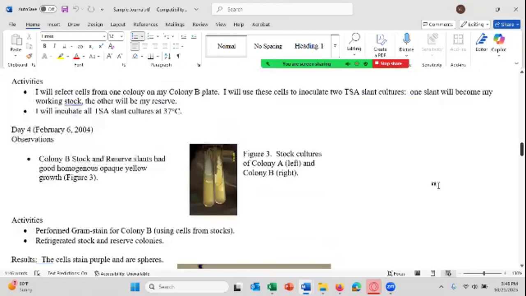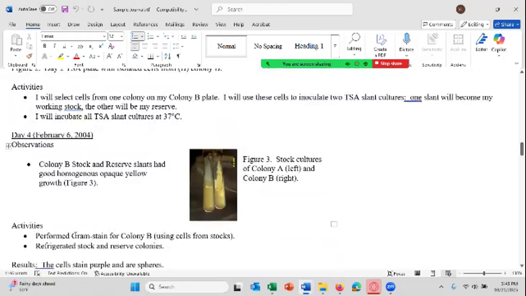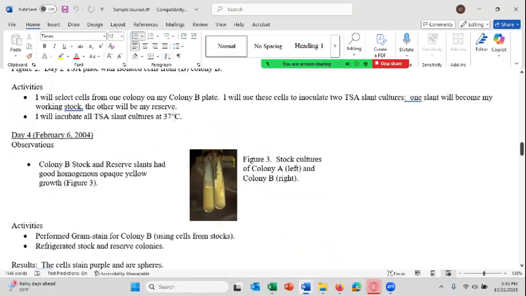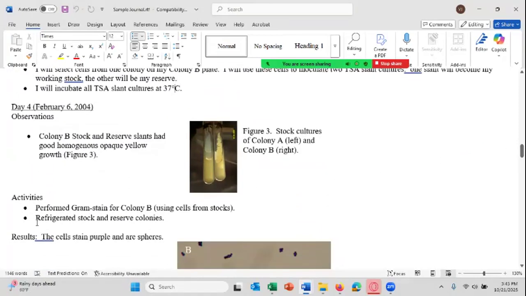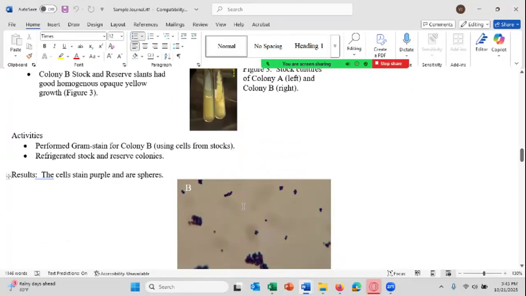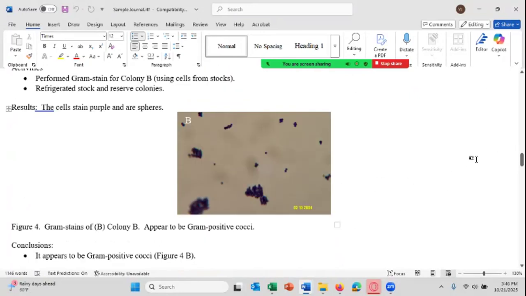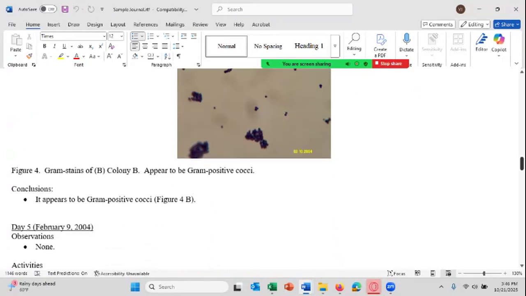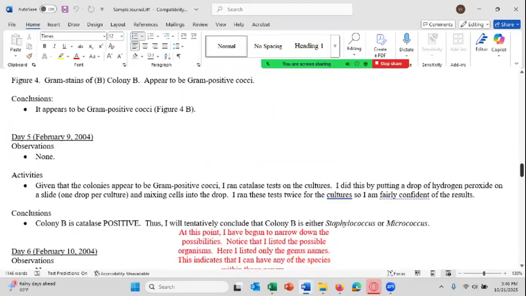If you did an activity on this day, but you have no observations from a previous test, there will be no observation on that day. And so you might only have activities, because if the test takes more than a day, you won't get the results on that day, as well as the conclusions. Any questions about how you write the lab report?